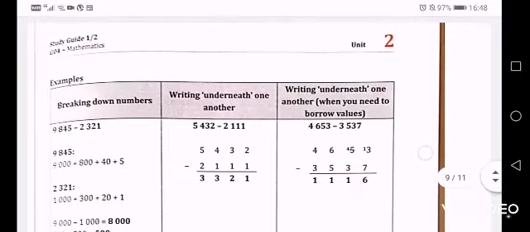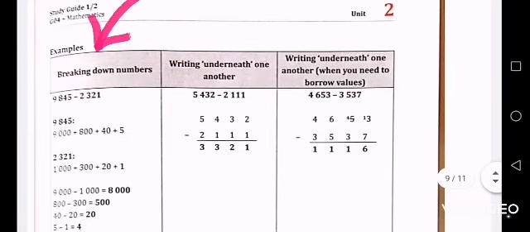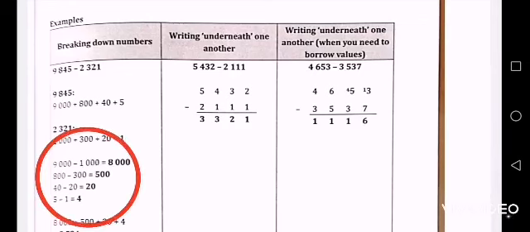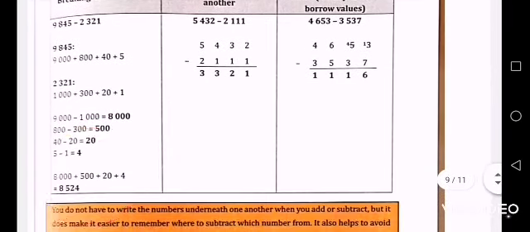Okay, so they're going to show you examples, the three examples of three methods of how to subtract numbers. So the first method, which I also explained in the explanation above, is breaking down numbers. Okay, so you're going to break it up into thousands, hundreds, tens and units. Take the thousands away from each other, take the hundreds away from each other, then the tens, then the ones, and then you add them all back together.